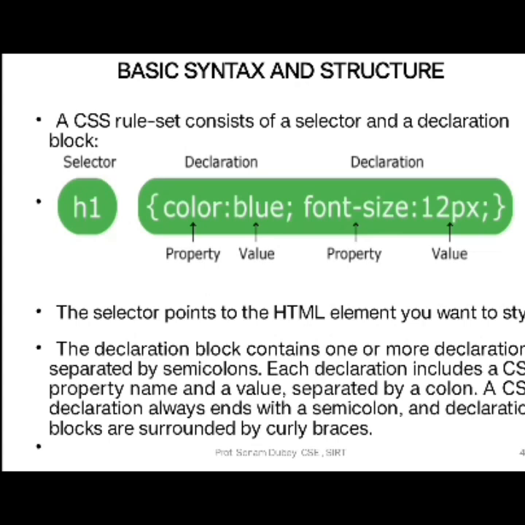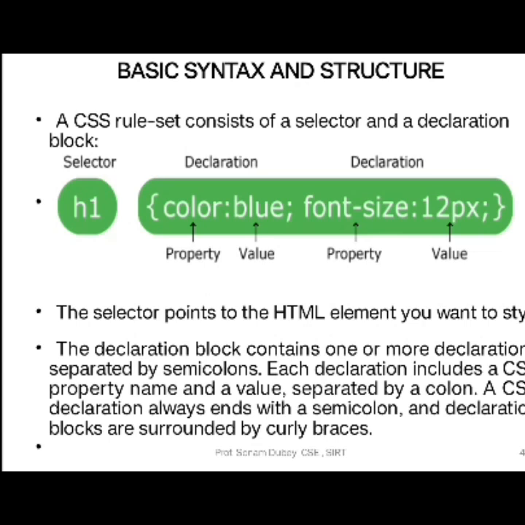Now, the structure of CSS. CSS rules basically consist of two basic parts. The first one is the selector and the second one is the declaration. In the selector part, we can write different headings and paragraph sections, and in the declaration part we include the various properties and their associated values.